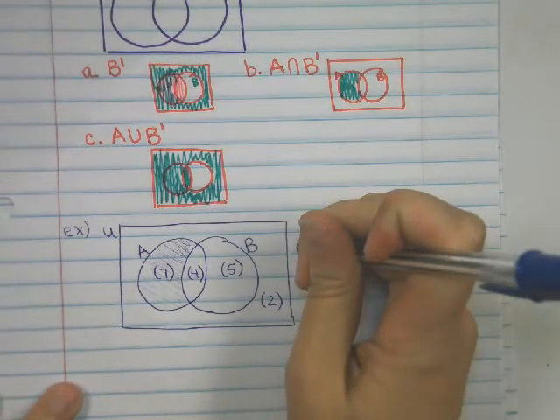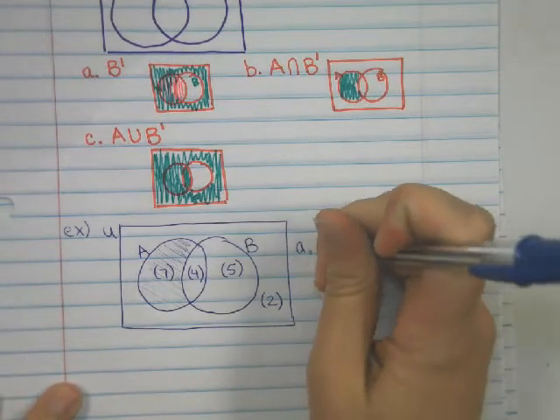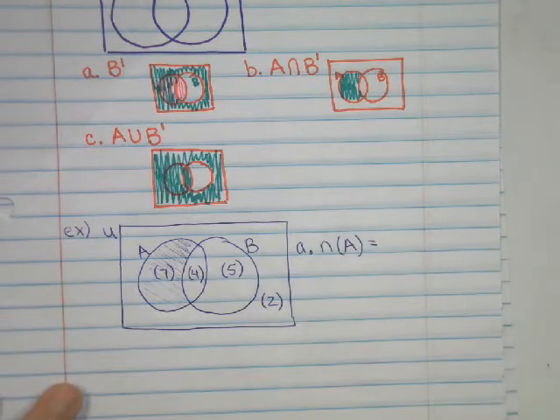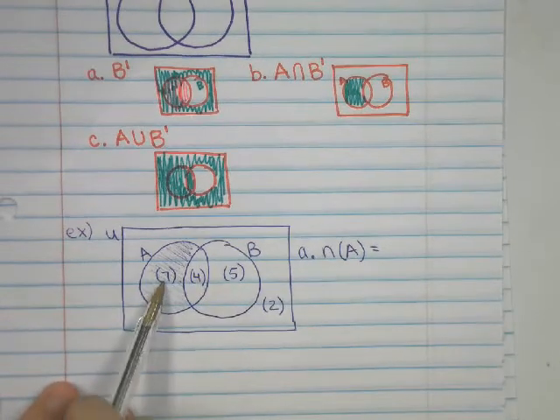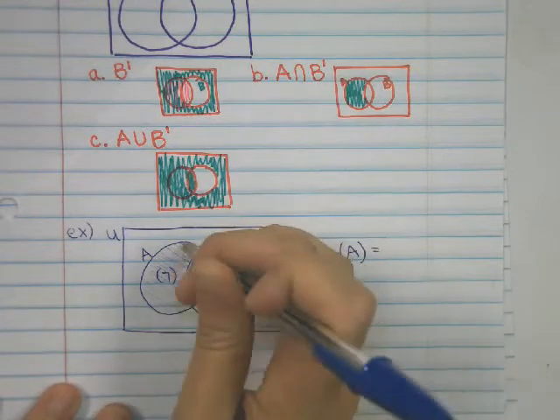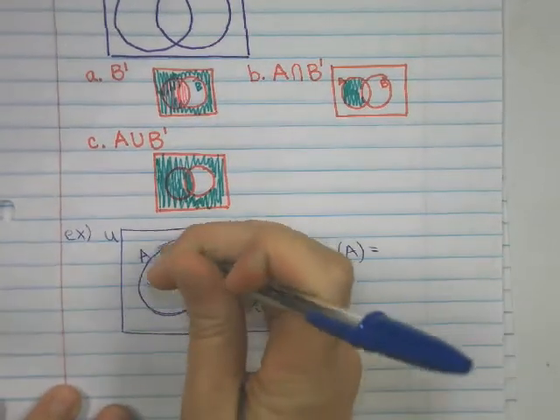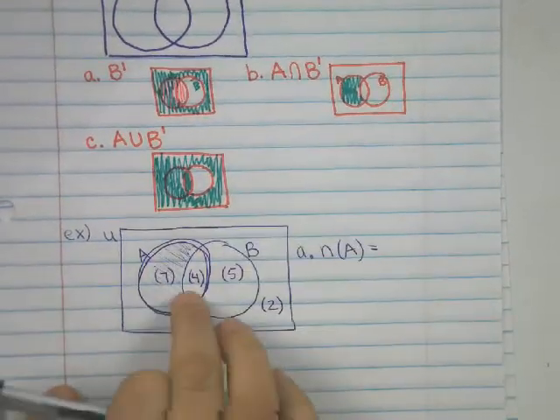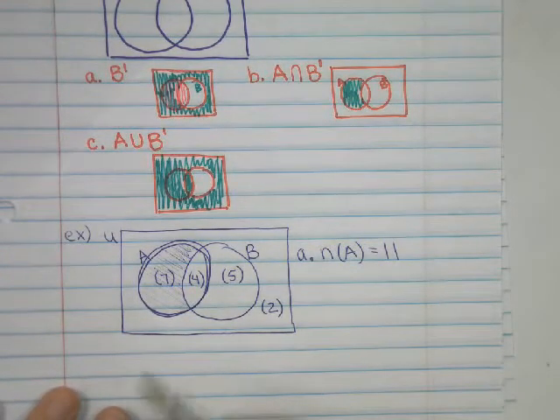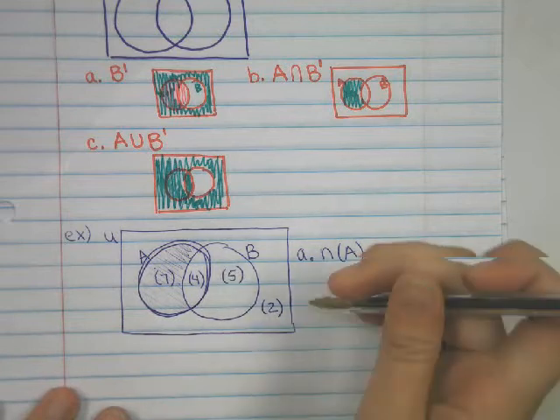So how about A? What is the number of elements in A? These are the elements that are only in A. Those are the elements that are in both A and B. So to get the number of elements in A, this A circle here, we need to include both of those. So 7 plus 4 is 11. There are 11 elements in set A.